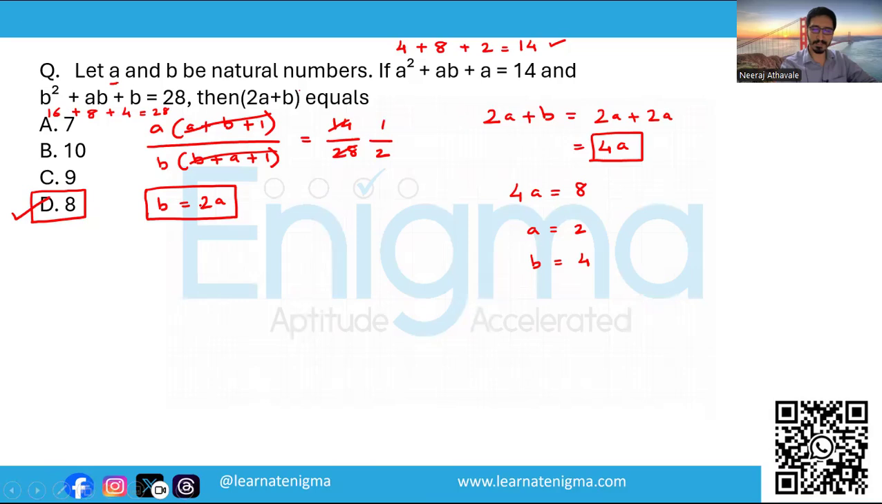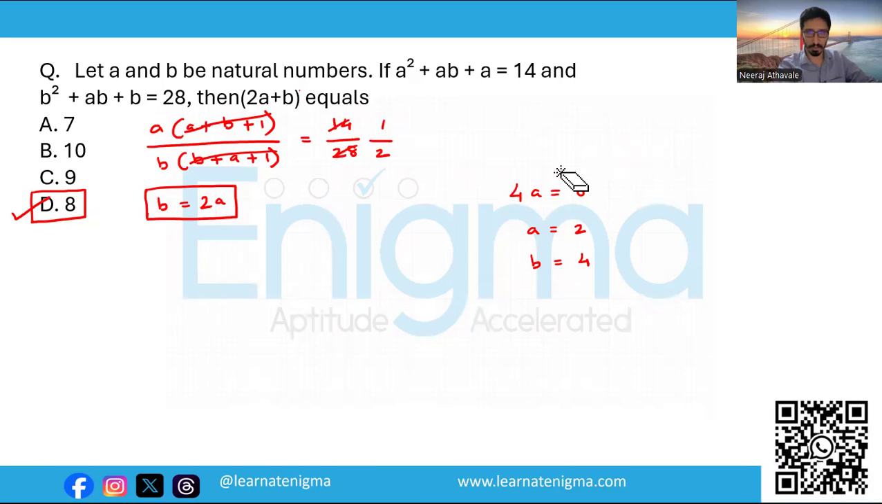Now let's suppose that this kind of question comes as a theta type, where alternatives are not given. Let's understand how we can do it in that particular case. Again, I'll show you two approaches. So we have got b is equal to 2a. Now let's substitute b as 2a.